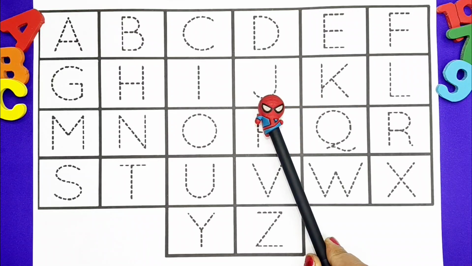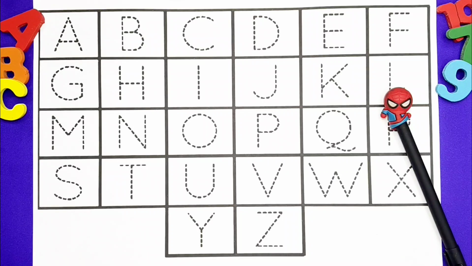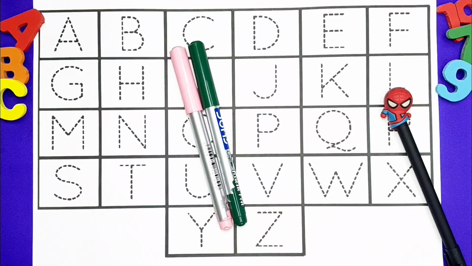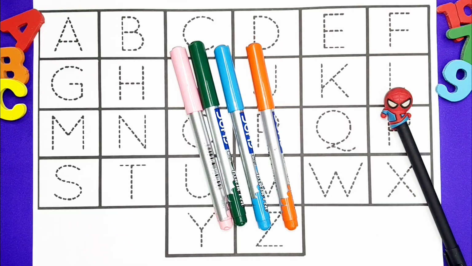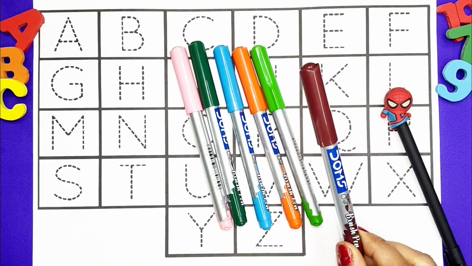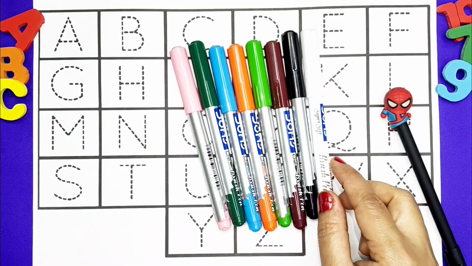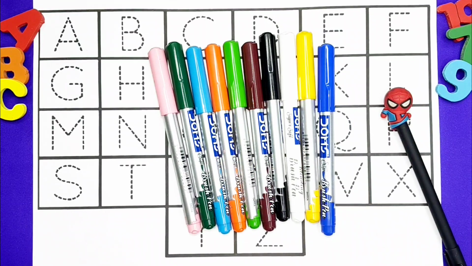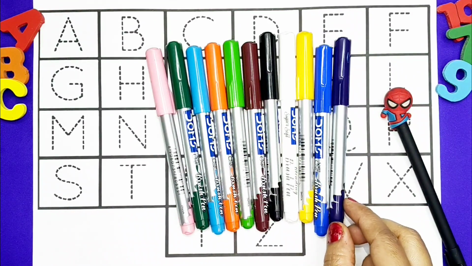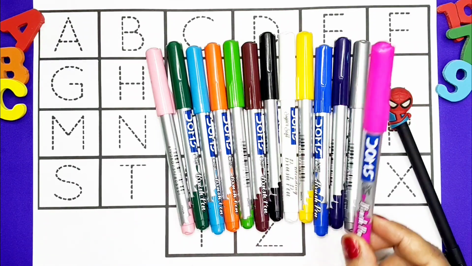Hello everyone, today we are learning capital letter alphabet A to Z with color names. Pink color, dark green color, sky blue color, orange color, light green color, brown color, black color, white color, yellow color, blue color, purple color, gray color, pink color.